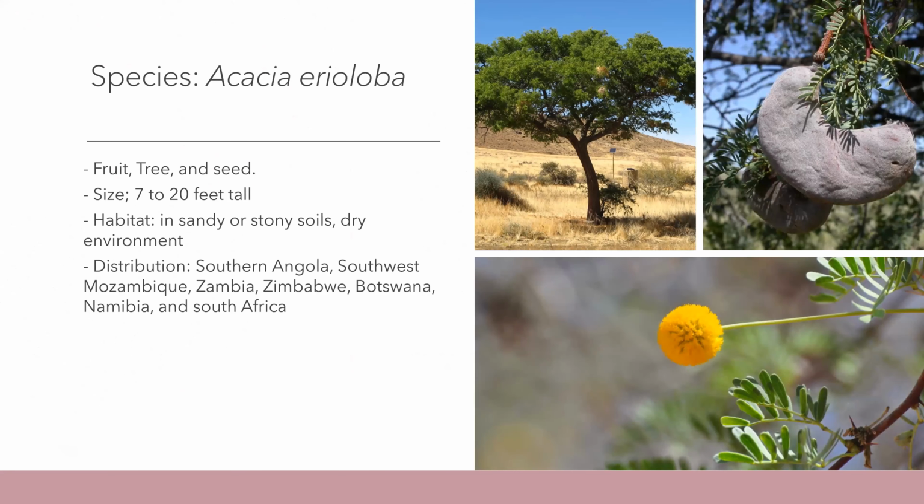So to start off with the species, if you look at the very first picture over here, this is a picture of the full tree species of the Acacia erioloba. The picture to the right is what the seed looks like, and the picture below that is the fruit. This species can range anywhere from 7 to 20 feet tall, and their habitat is sandy or stony soils in a dry environment. And the distribution is any of these in South Africa.